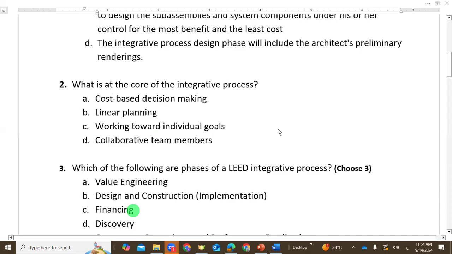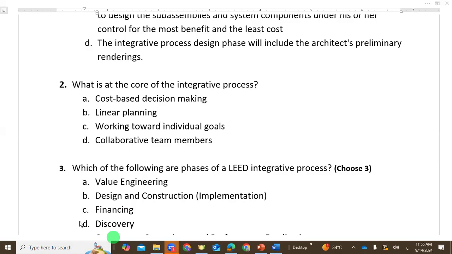Engineer Anwar. Yes, with you, engineer. Okay, go ahead. What is the core of the integrative process? Cost-based decision making, linear planning, working toward individual goals, collaborative team members. I will go with D because we are talking about the coordination between all systems.